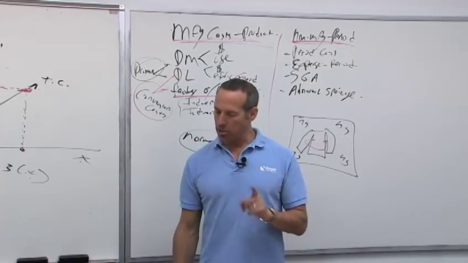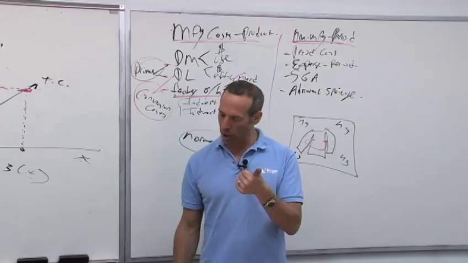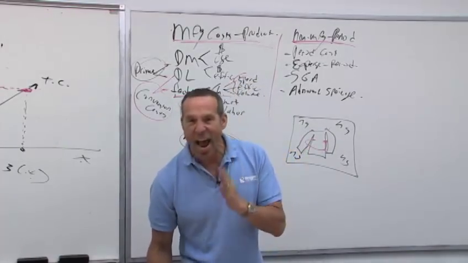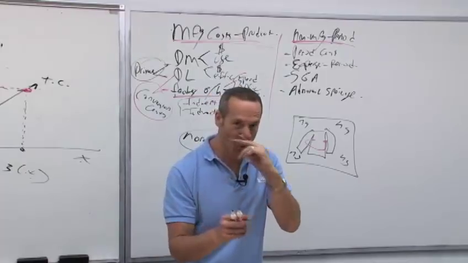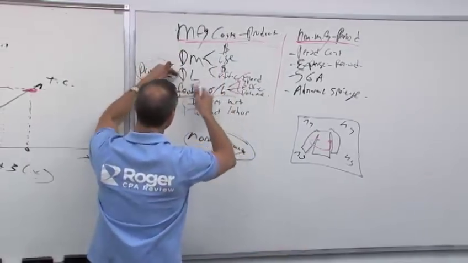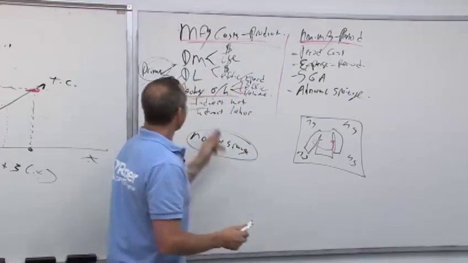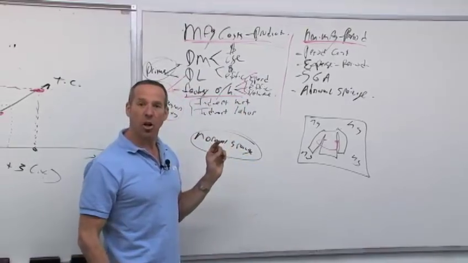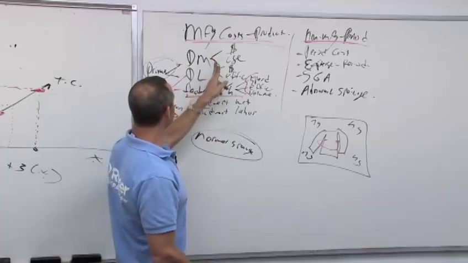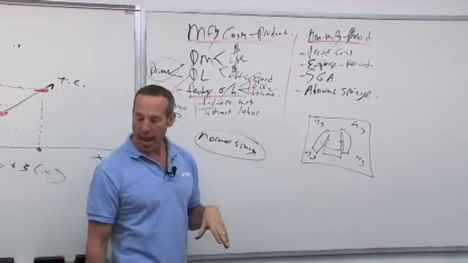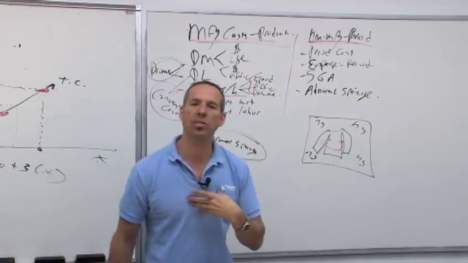Now, as far as cost systems, there are actual cost systems, standard cost systems, and normal cost systems. What's the difference? In an actual cost system, we go through and use direct materials, direct labor, and factory overhead based on what? Actual. We have a standard cost system. That's where we're going to use materials, labor, and overhead based on what? Standards. And then we have a normal cost system. That's what we're going to be using.